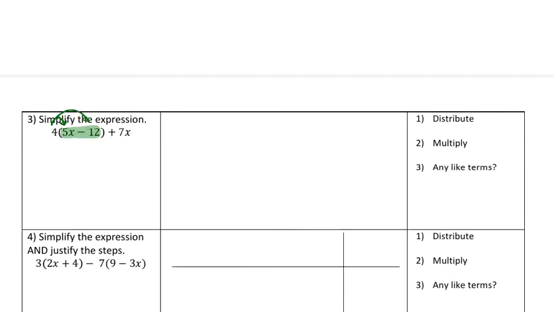So I'm going to do 4 times 5x plus, and then again I'm going to think about that as a negative, 4 times negative 12. Because this 7x wasn't included in the group, it just hangs out by itself. Okay, so now I'm going to do that multiplication. So 4 times 5 is 20, so I have 20x plus 4 times negative 12. I would use a calculator. 4 times 12 is 48, negative 48, plus 7x.